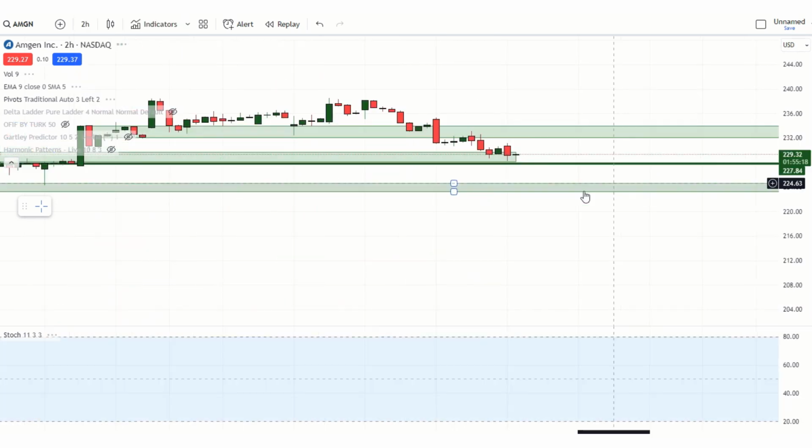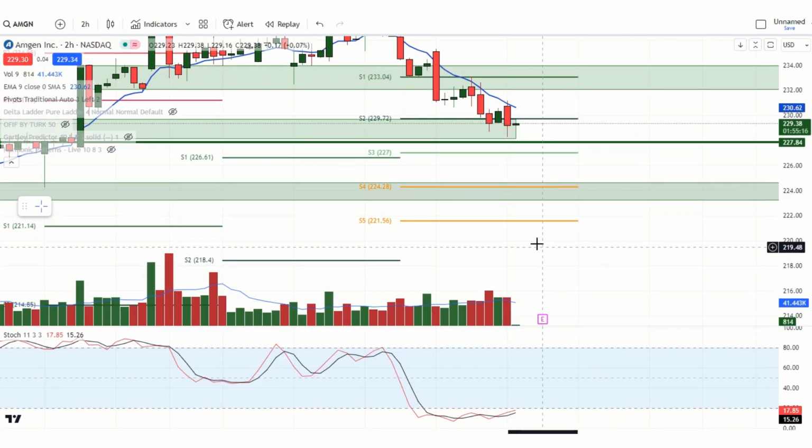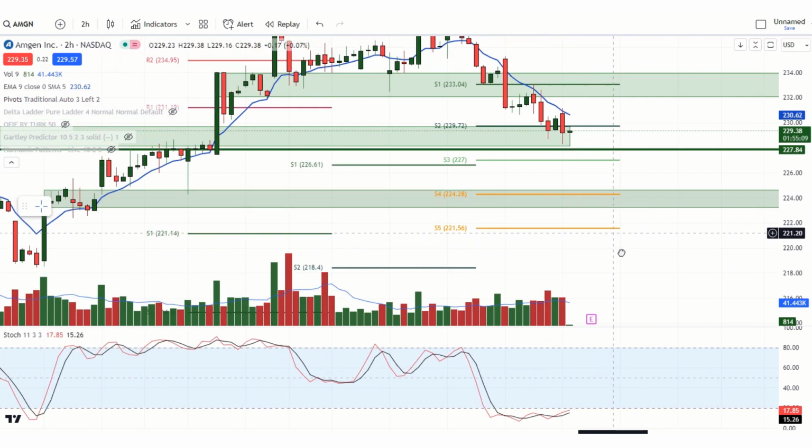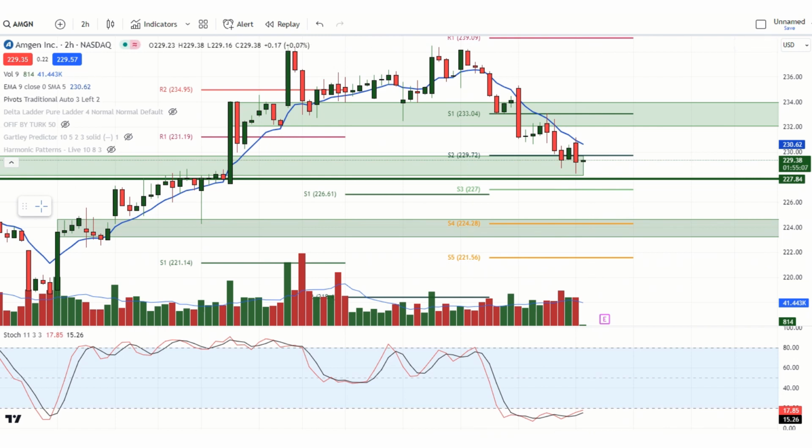Let's go to a 2-hour chart. You've got to kind of wait for the earnings here, okay? Actually, I think the earnings is August 3rd or 4th. I have to check Yahoo Finance and see when the earnings actually is. It might be tomorrow.